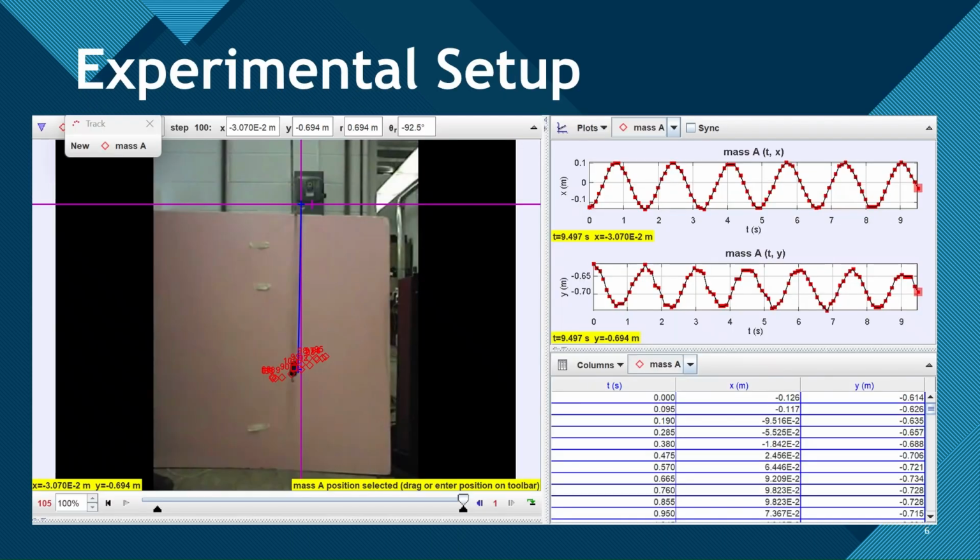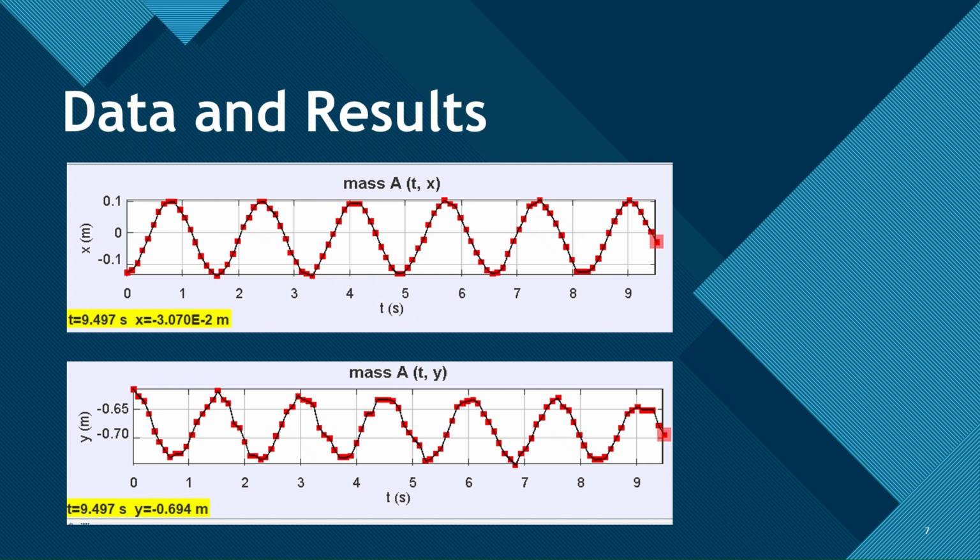Here's the experimental setup from Tracker. As we can see, there are around 100 points and the corresponding graphs and the corresponding positions. Here's the data and results from Tracker. As we can see, the first graph is the graph of time versus the x positions, and the second graph is the time versus the y positions.